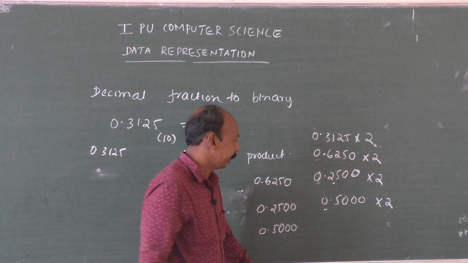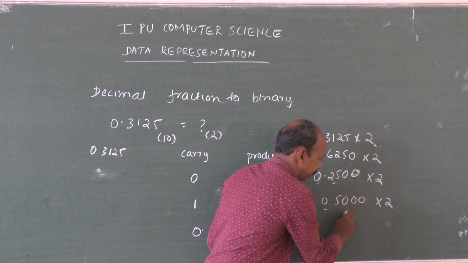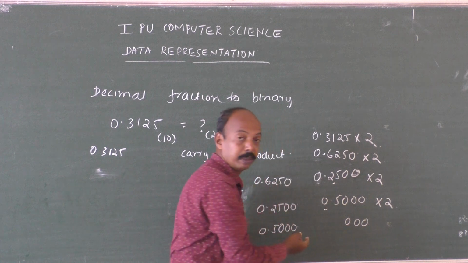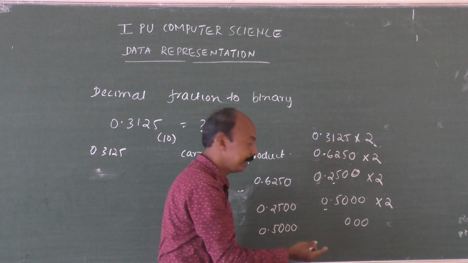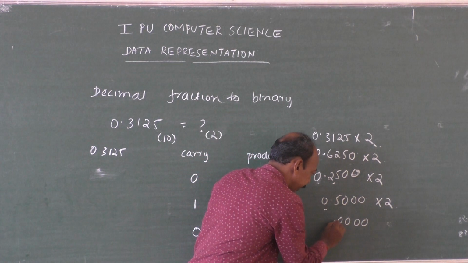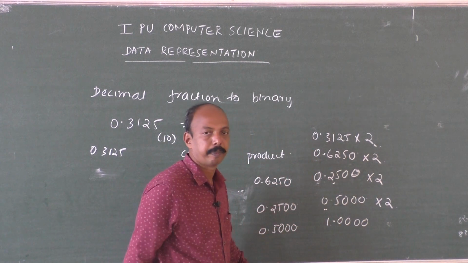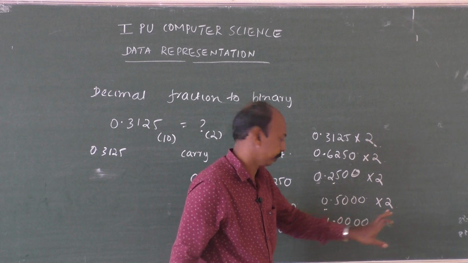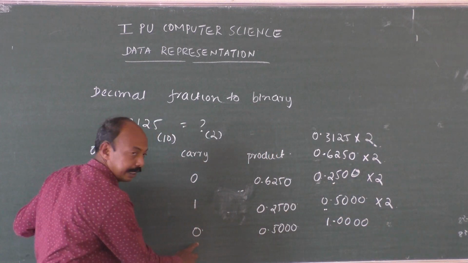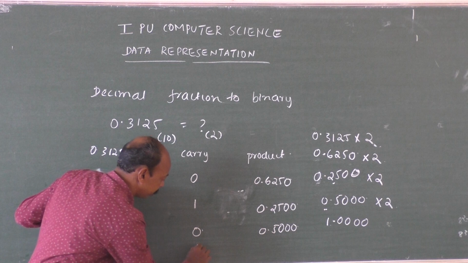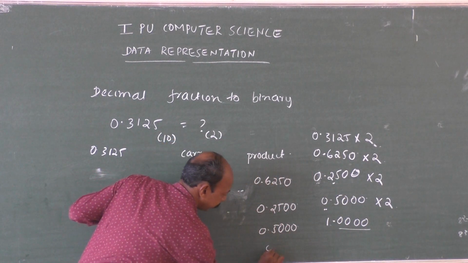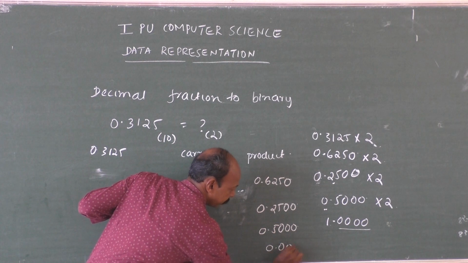Now how much will you get? Twice. So it will be 0, 0, 0, 5 plus 5, it's 10. 10 in the sense, it will be 0 with the carry 1. So how much did we get? 1.0000. So how much do we need to write here? It's 1, and what's this value? It is 0.0000.